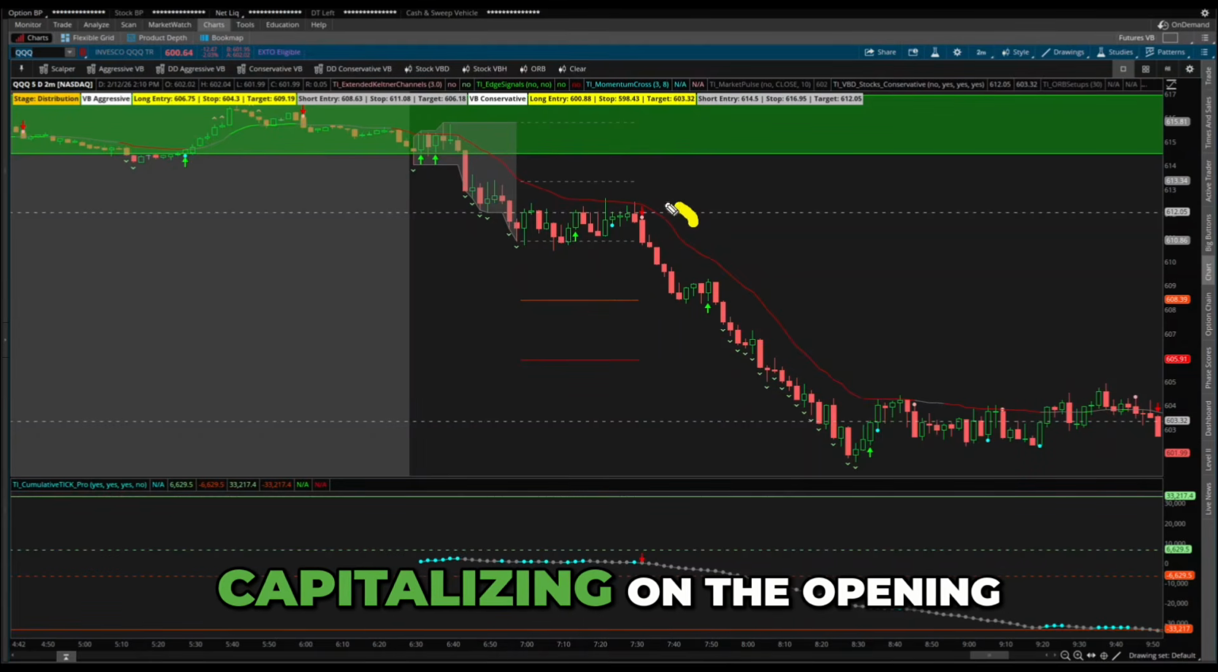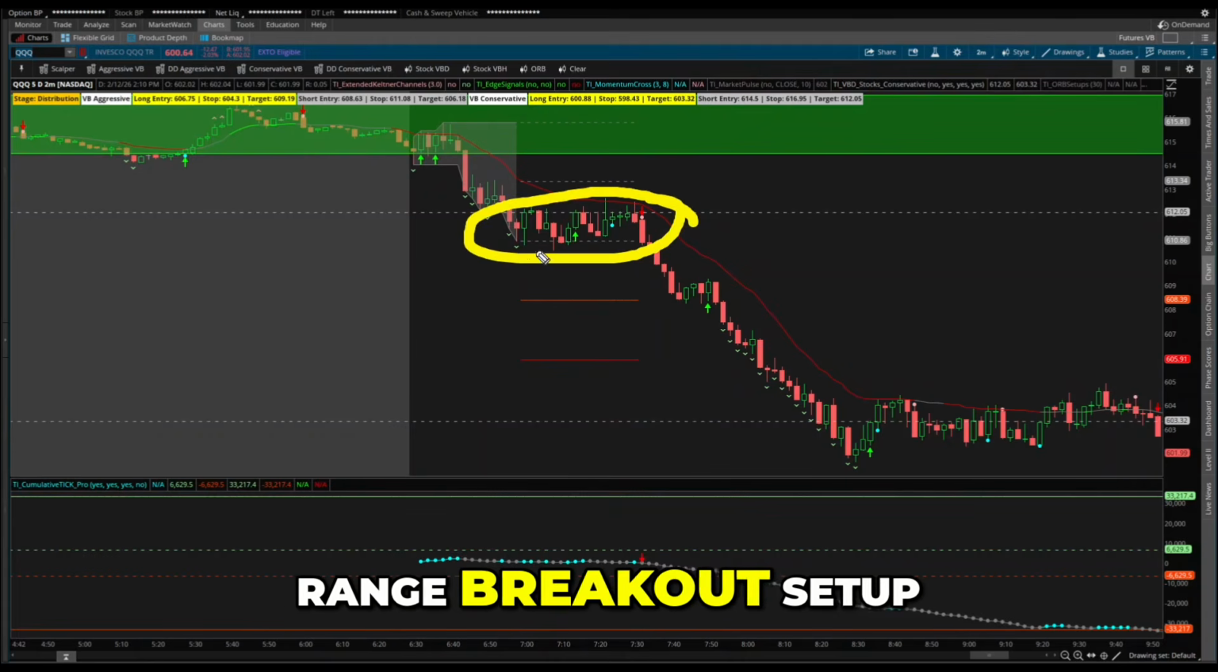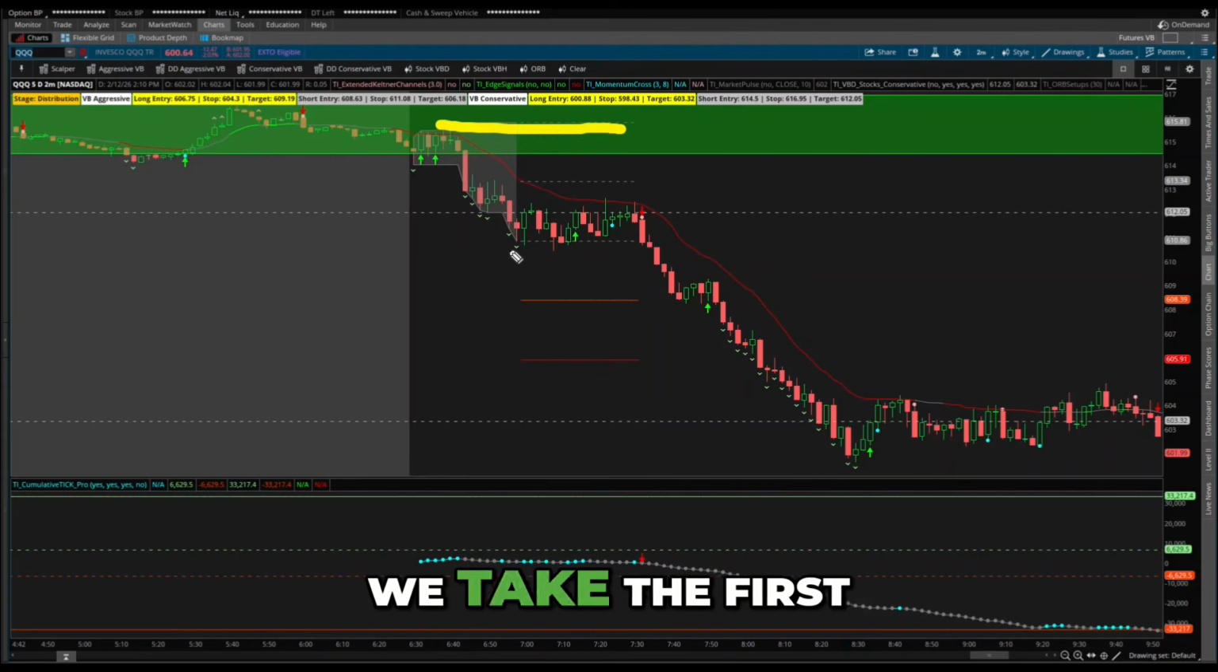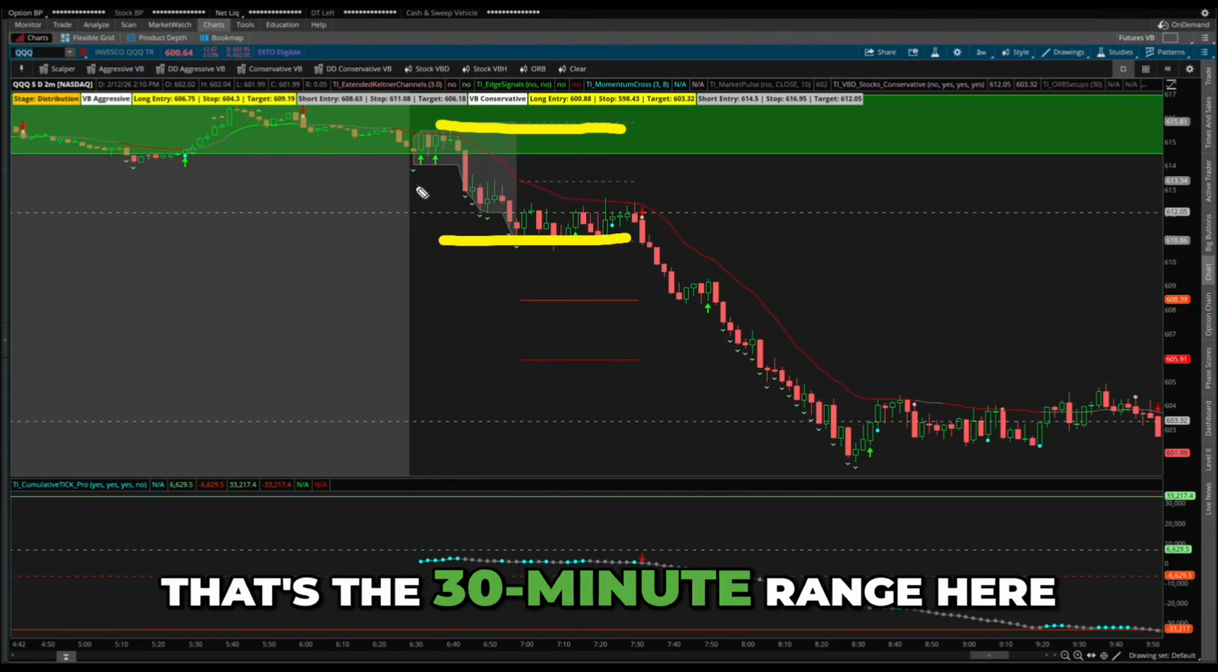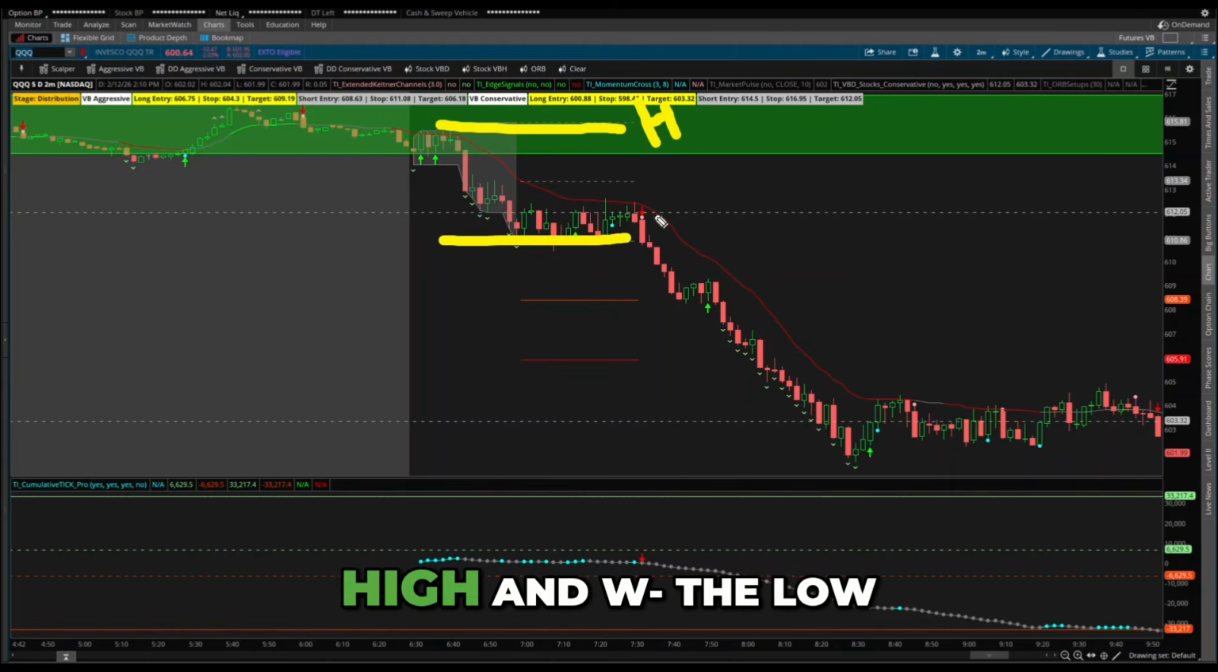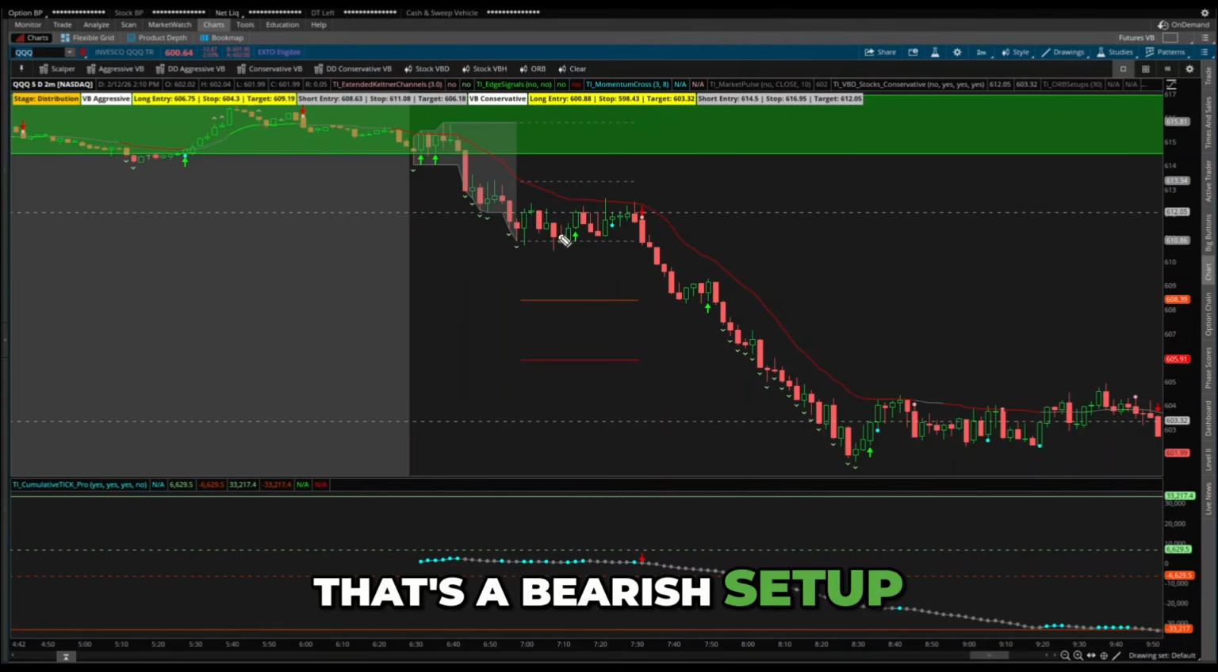The first setup involved capitalizing on the opening range breakout setup. Very simple setup. We take the first 30 minutes, that's the 30-minute range here, and we draw the high and the low. If we break above the high, that's a bullish setup. If we break below the low, that's a bearish setup.